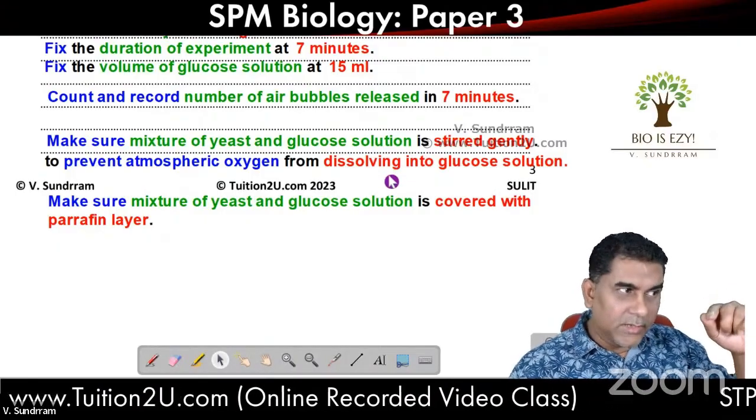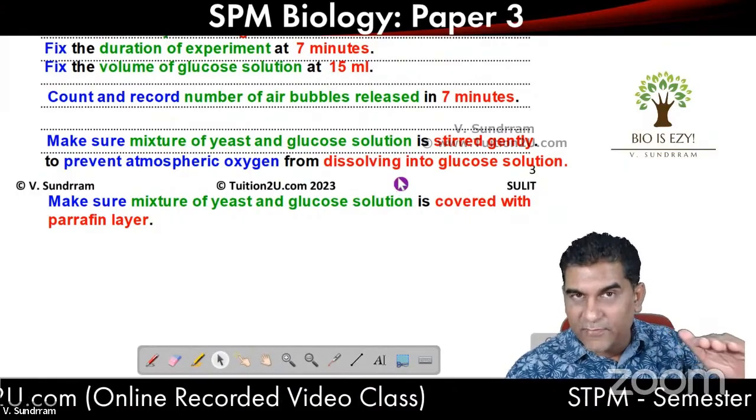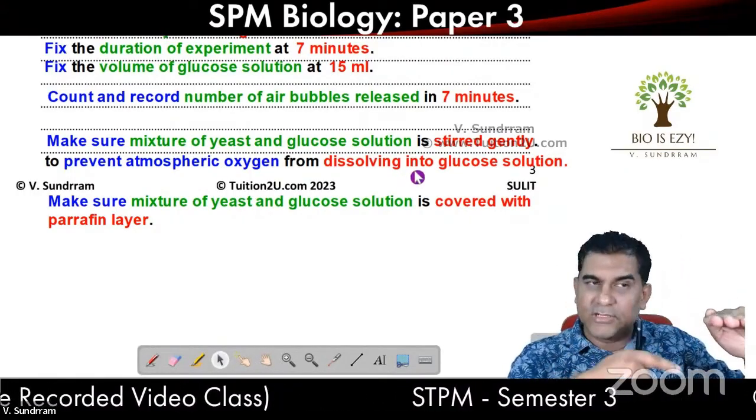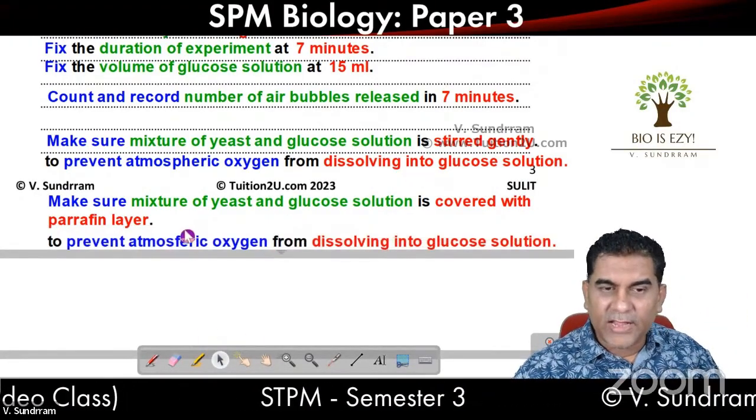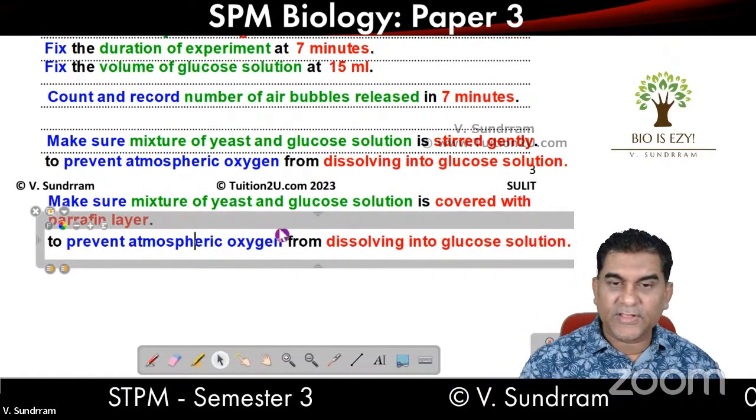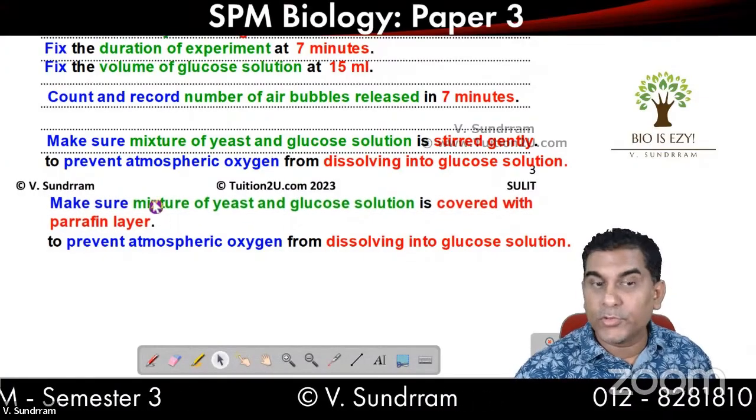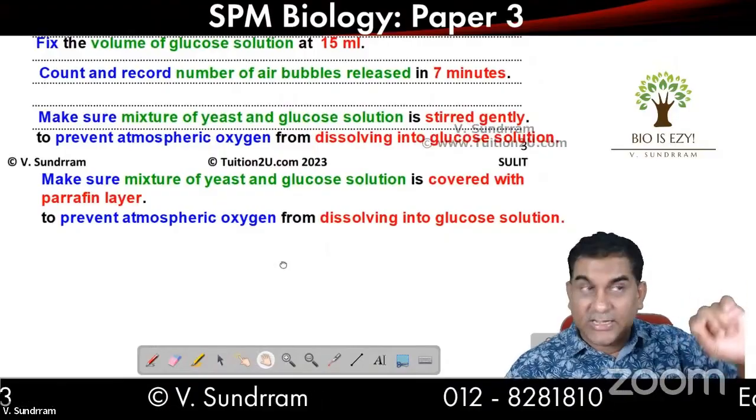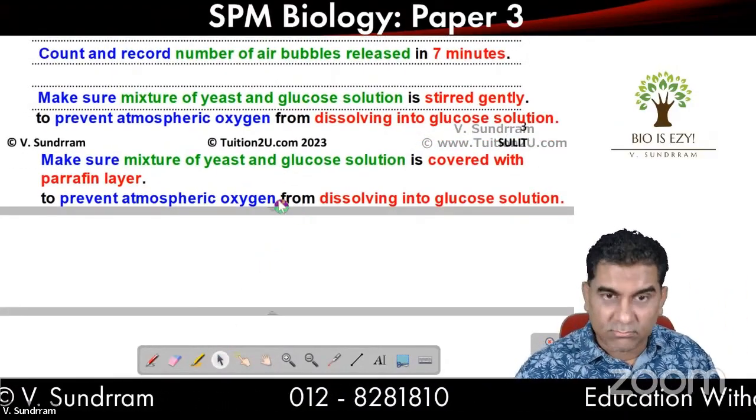Because atmosphere contains oxygen. If you don't cover the mixture with paraffin oil, which is a barrier, they prevent oxygen from dissolving into the mixture. So in here, to prevent atmospheric oxygen from dissolving into glucose solution. Again, this is what you do, this is why you do. Both of these are related to atmospheric oxygen. One more is also related to oxygen.